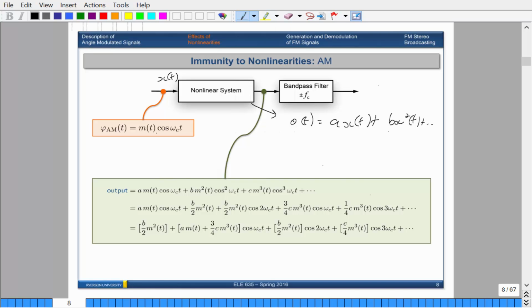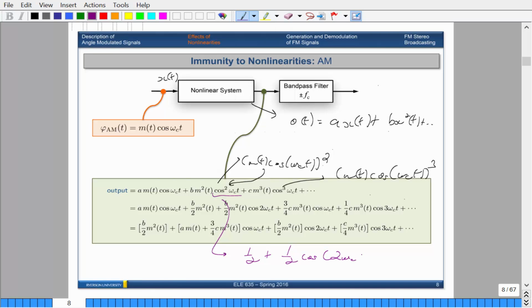So you take your original signal, which is just your double sideband suppressed carrier, and multiply by A, and then you add the input squared, so this would be m of t cos omega ct, squared. And then this would be m of t cos omega ct, cubed, and so on and so forth. Now this expression here is very simple. Remember, cos squared can be expressed as 1/2 plus 1/2 cos 2 omega ct. Then if you multiply this by m squared, that's what's happening here. So this gets transferred over to here, because you're also multiplying by m of t.